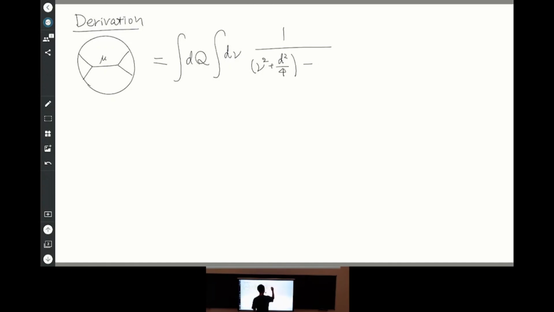Minus mu square r square, and times this object. So this is the formula which expresses the bulk-to-bulk propagator in terms of the product of the bulk-to-boundary propagators, where one of them has a dimension d over 2 plus i nu, and the other has a dimension d over 2 minus i nu. Some of you are probably familiar with this formula, and you can prove it by explicit computation.